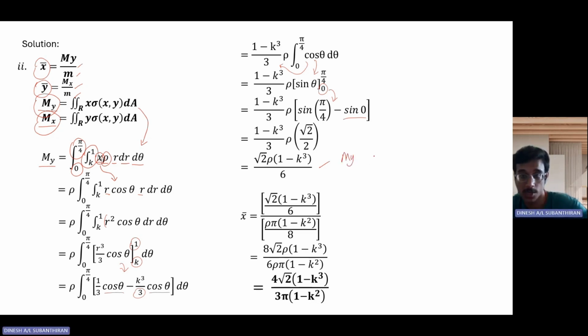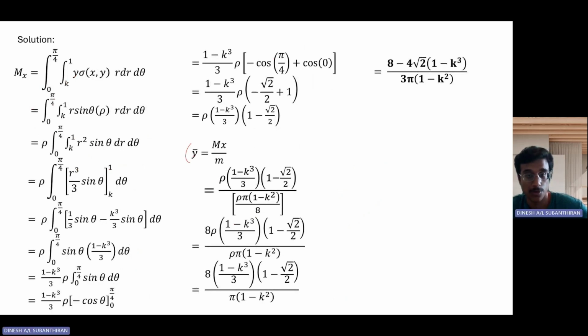Now we have the value of My and also the value of M from the previous question. So we have to substitute My and M in the x̄ equation. So My will be the numerator and M will be the denominator. And finally, the value of x̄ will be 4√2 (1 − k³) over 3π (1 − k²). So now we have the center of mass of x position. Now we have to find the center of mass of y position.